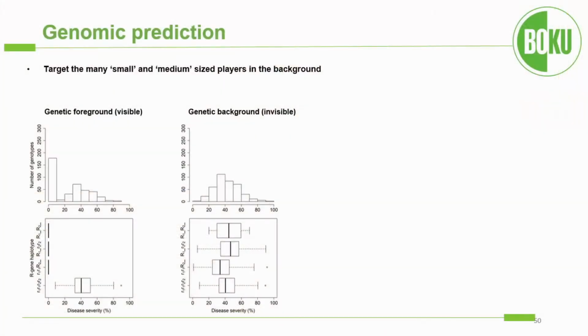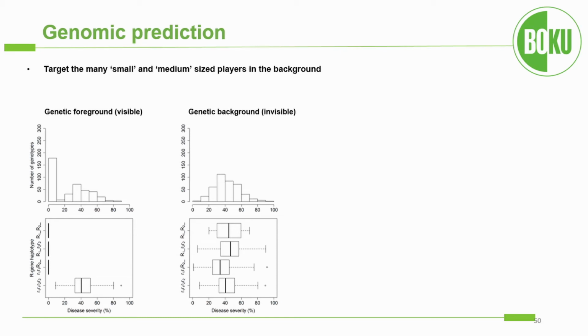And what we see in the field is this kind of distribution, which is visible, so to say, but then invisible in the genetic background. It means you also find some genotypes which might be completely resistant in the foreground, but in the background you can see, for example, if this resistance gene is overcome by the pathogen, you will see some variation.